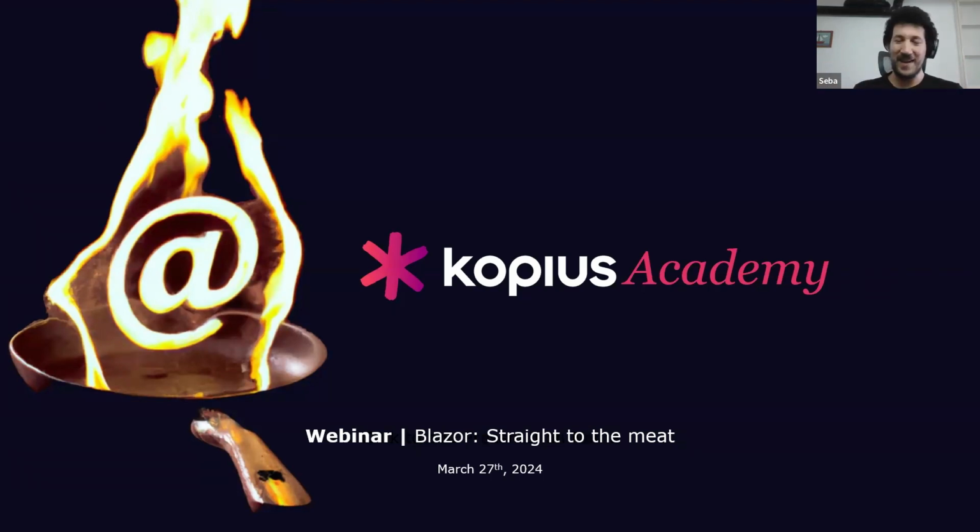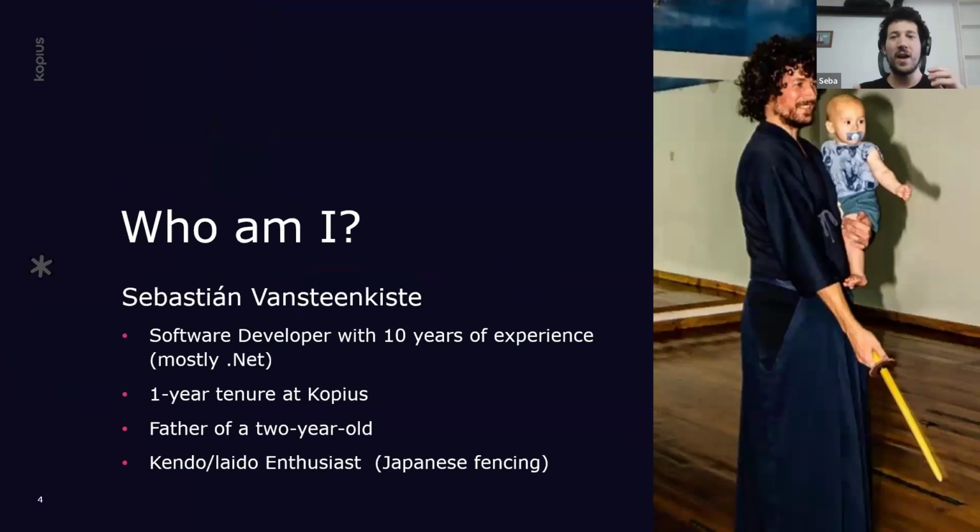So there we go. We're starting with an intro, and that's me. My name is Sebastián Vansteenkiste. You can just call me Seba. You don't need to try and pronounce my last name. I've been a professional software developer for the past 10 years. I have been here at Kopius for the past year, working with a big client. I am a 2-year-old's dad, and I am a Japanese fencing enthusiast. That's Kendo and Iaido. And that is my little junior developer up there.